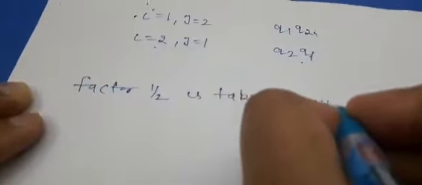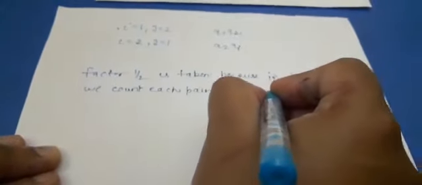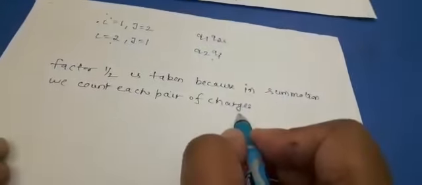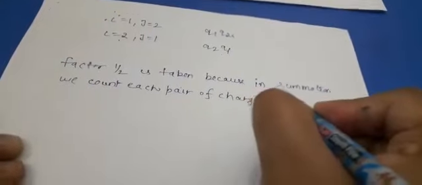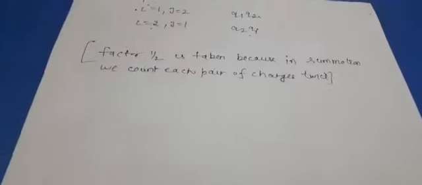because in summation, we count each pair of charges twice. So this is for understanding. This part is not required. This is for your understanding, and for the system of n charges, this is itself sufficient.